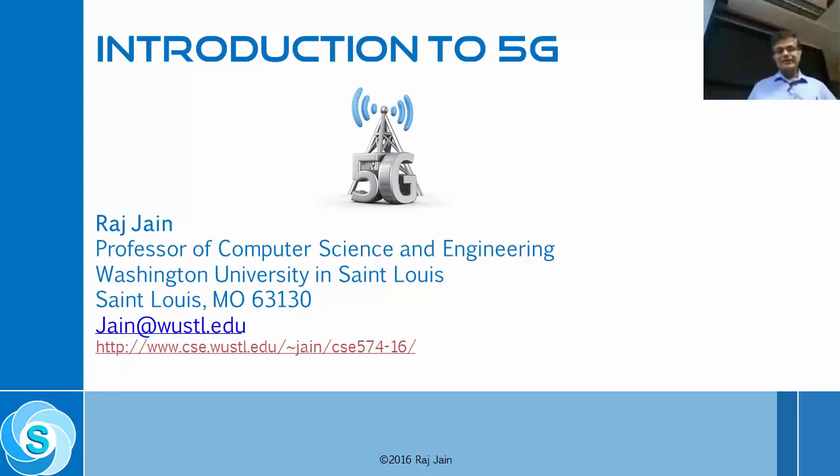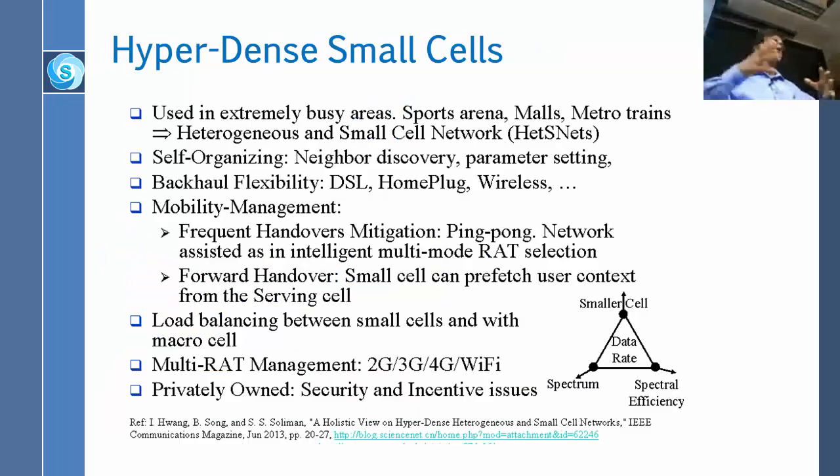Hyper-dense small cells. Now, cells will become smaller. Obviously, there are only three ways to increase the throughput: spectrum, spectral efficiency, and the cell. So cells are going to get smaller and smaller, and they're going to become denser. Denser means density: how many cells in a kilometer, right? Hyper-dense.